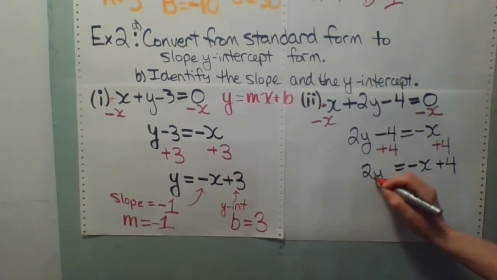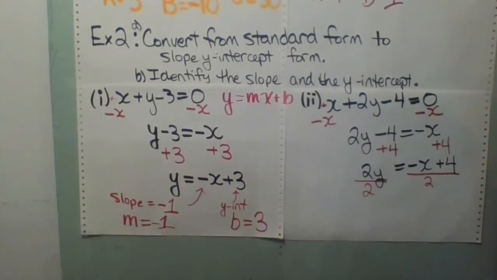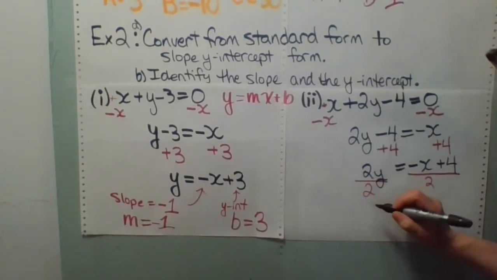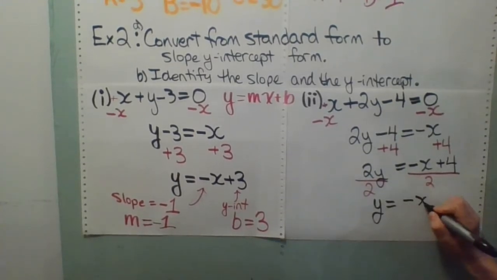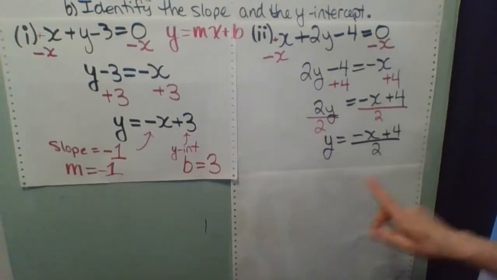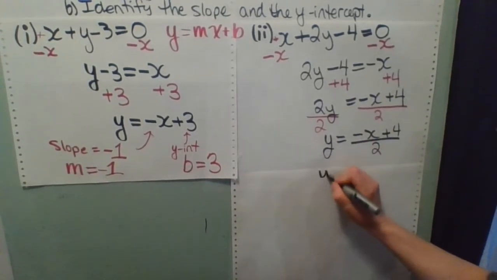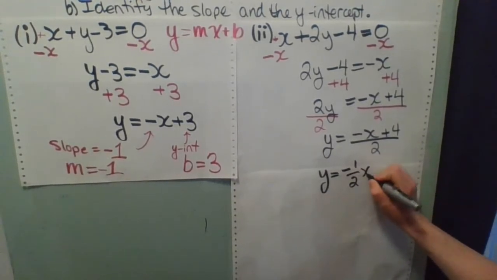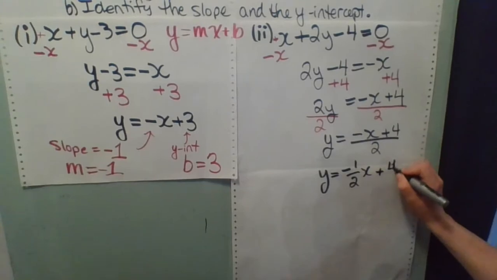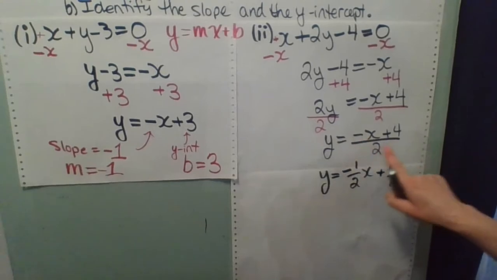Finish it off. We're going to move that 2. So right now it's timesing, so the opposite is divide both sides by 2. Okay. So that leaves me with y equals, well, I can write this as negative x plus 4 all over 2, but nobody ever does. This would not be true slope y-intercept form. I need to break up my fraction. So it would really be negative 1/2 x plus 4 over 2.